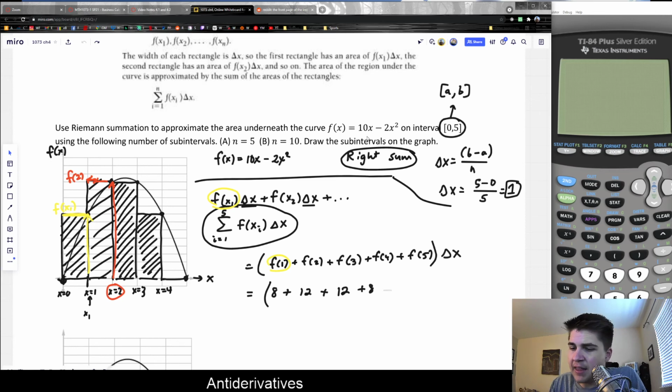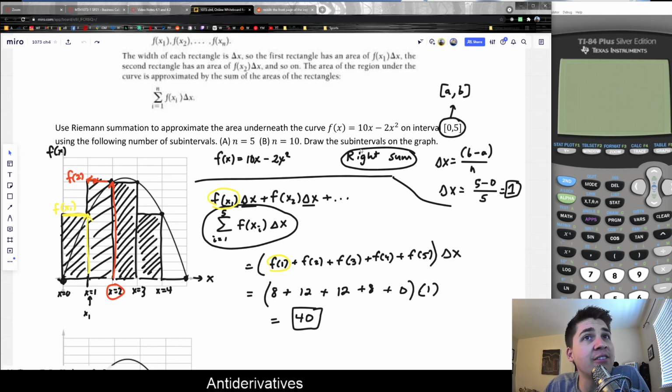Yes. And then when I look at f of 5, I'd expect that to be 0 because that's where x equals 5 ended up. And this would be 50 minus 2 times 25. Yeah, 50 minus 50 is 0. And again, delta x was just 1. So what I end up getting is 8 plus 12 plus 12 plus 8 plus 0, which is 40, times 1. 40 times 1 is 40. And that gives me the area underneath the curve. Or again, it's an approximation to the area of the curve, but we would refer to this as the Riemann sum of this curve for these particular values.